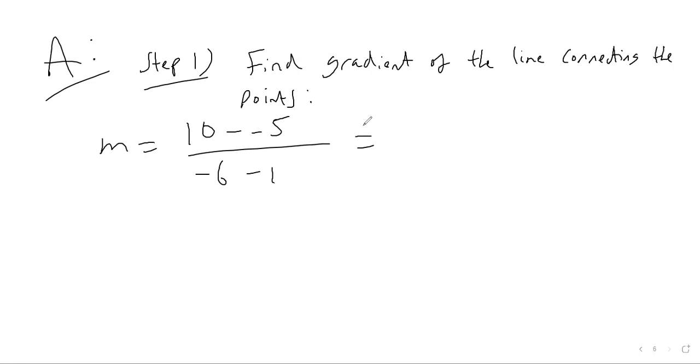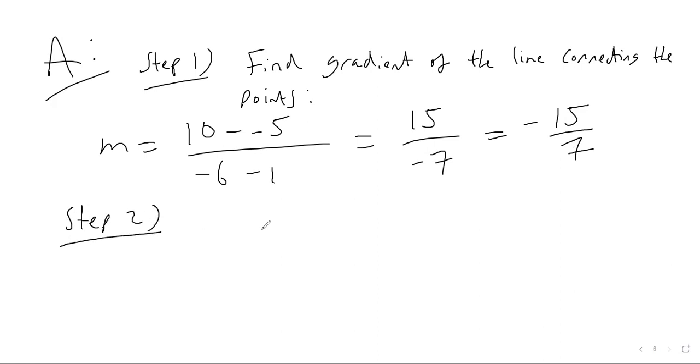And so what we get is 15 on the top, 10 minus -5 is 10 plus 5, which is 15, and minus 6 minus 1, minus 7 on the bottom. So in other words, minus 15 over 7. So step 2 then, that's our gradient of the line connecting the points.